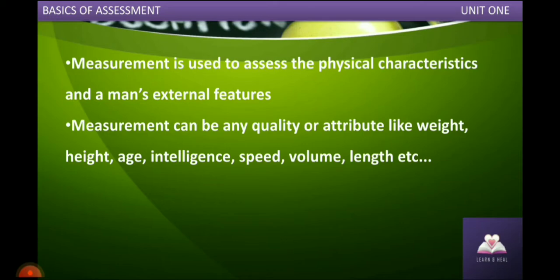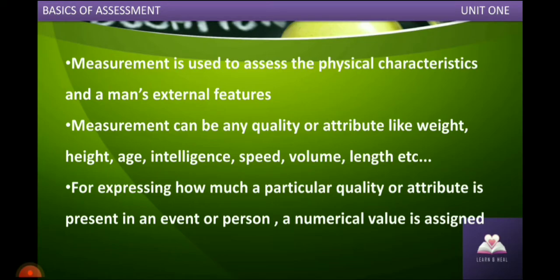Measurement is used to assess the physical characteristics and a man's external features. This can be a quality or attribute like weight, height, age, intelligence, speed, volume, length, etc. If we express how much of a particular quality or attribute is present in an event or a person, usually we use numerical values for that. A numerical value is assigned for expressing how much of a particular quantity, quality or attribute is present in an event or a person.